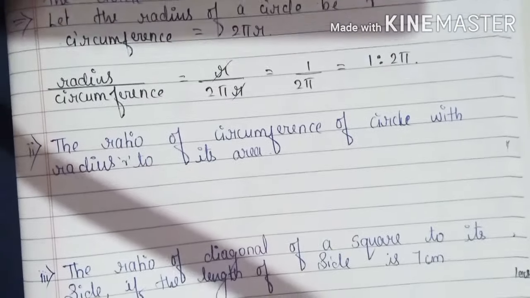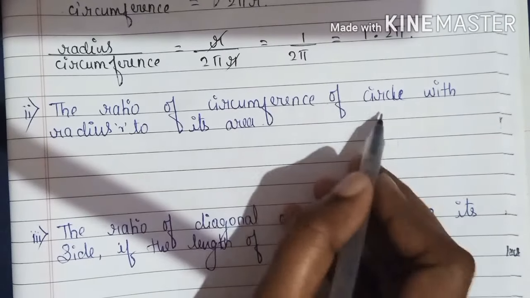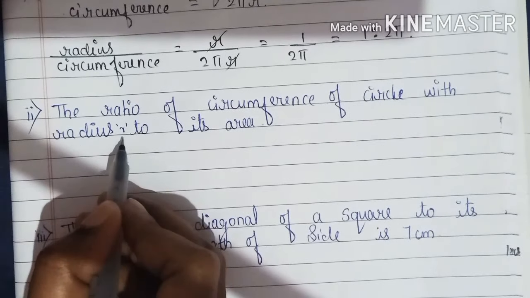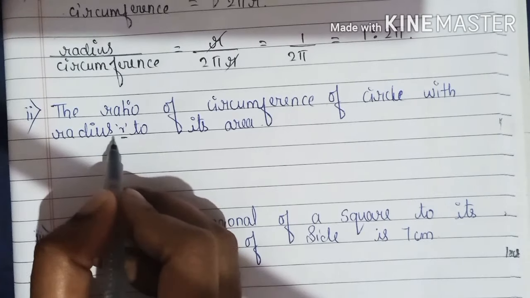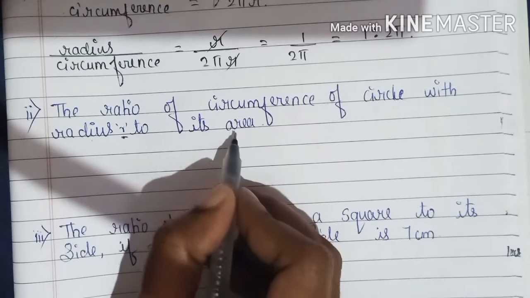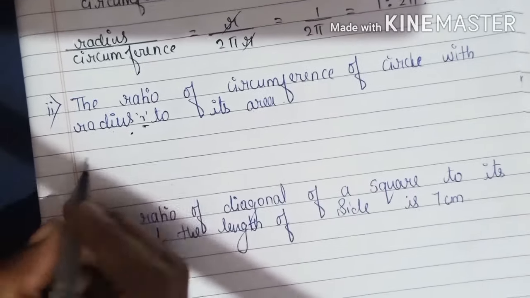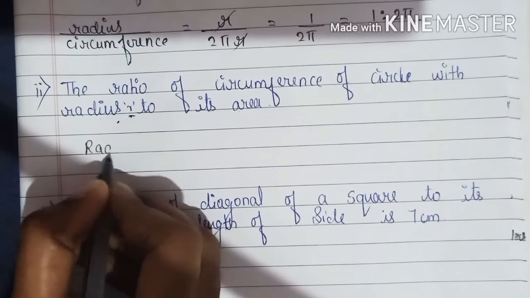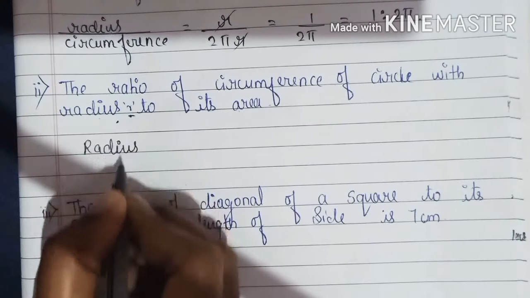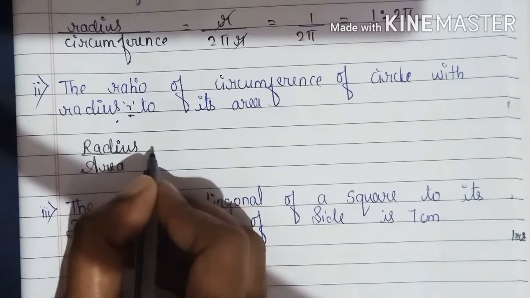So in second question we have the ratio of circumference of a circle with radius r to its area. It is already given that radius is r. We have to find out the ratio of radius to its area. So let us write down first radius of a circle upon area of a circle.